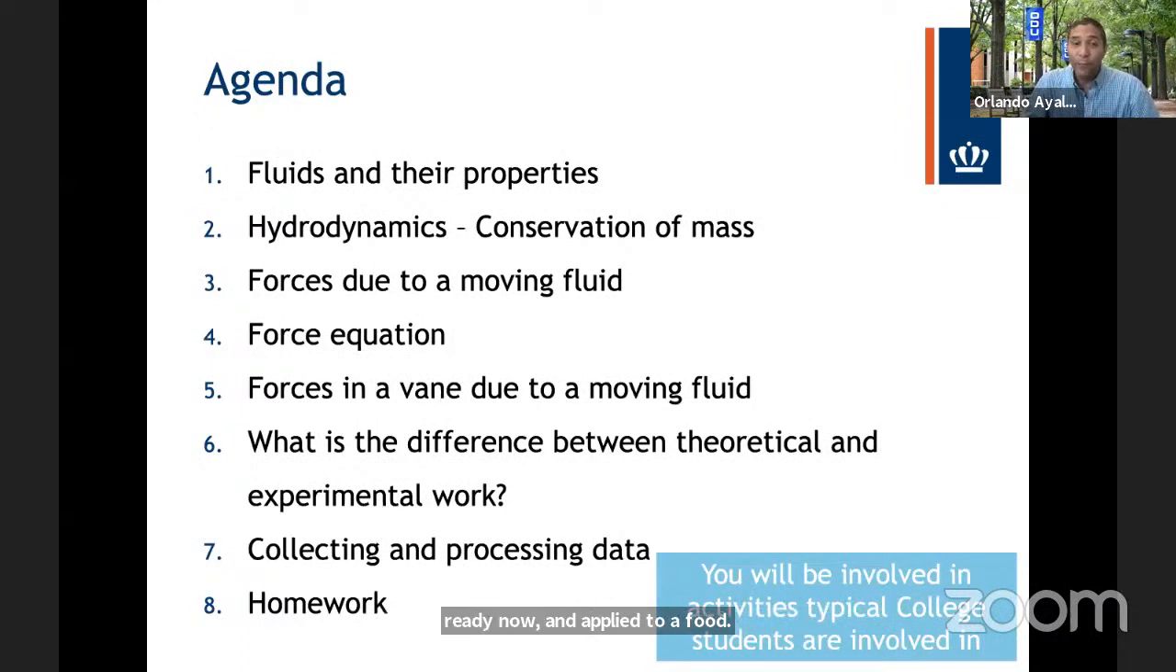Then we're going to apply that force equation to a vane, a specific example. With that, I'm going to discuss a little bit the difference between theoretical and experimental work, which is something I also did in my previous class, but this time focusing just on the forces of a moving fluid. Then I'll talk to you about collecting and processing data and the homework assignment, if you'd like to get involved with it.